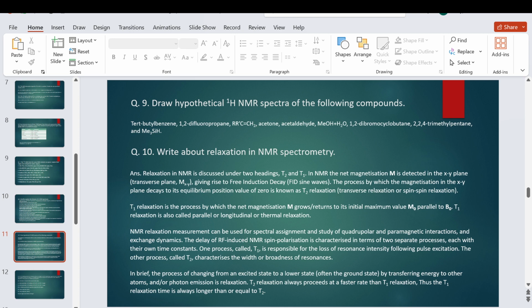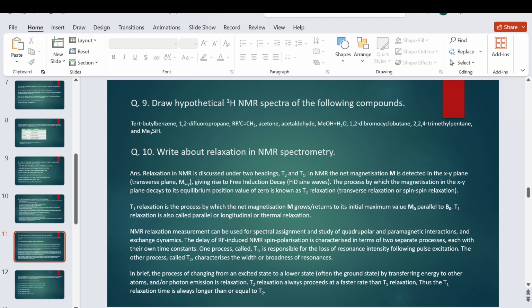Another question is, draw hypothetical 1H NMR spectra of the following compounds: tertiary butyl benzene, 1,2-difluoropropane, RR' C=CS2, acetone, acetaldehyde, methanol plus water, 1,2-dibromocyclobutane, 2,2,4-trimethylpentane, and Me3SiH. So this is for you to practice. Very simple examples have been taken.